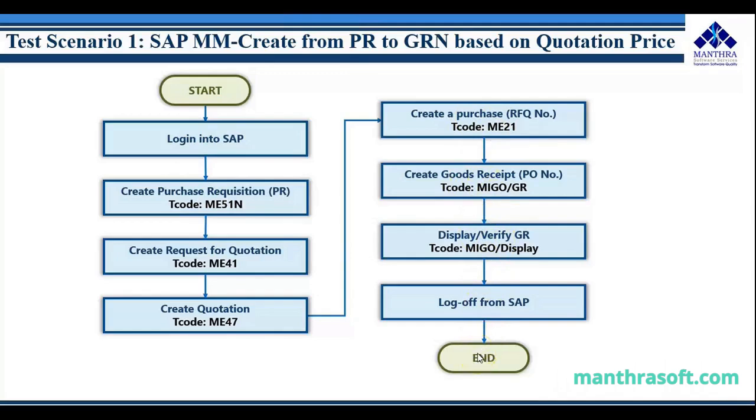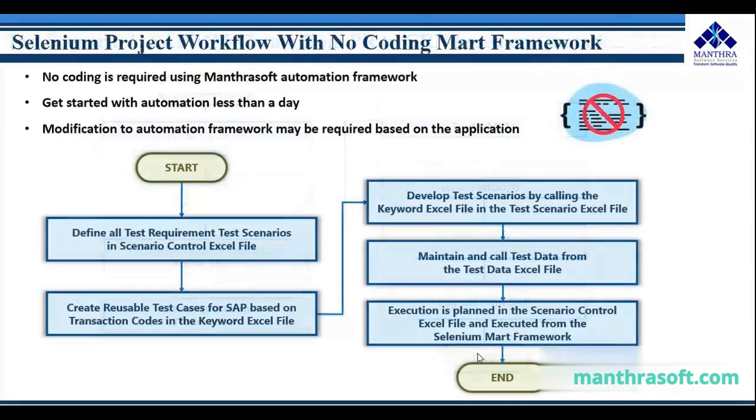This is how our MART framework is used in Selenium Automation Testing. We define all the automation test requirements and scenarios in the control file. Creating the reusable test cases for SAP based on the transaction codes in the keyword file. Developing the automation test scenarios by calling the reusable and transaction code keyword files in the test scenario file. Maintaining and calling the test data from the test data file in the test scenario file. Planning and executing the test scenarios from the control file using the Selenium MART framework.